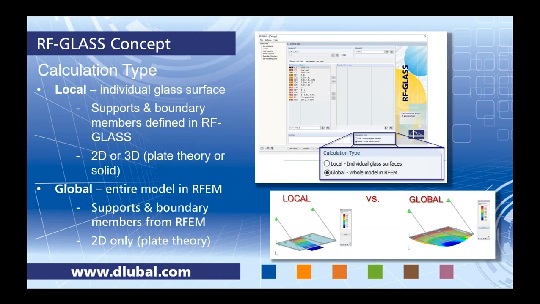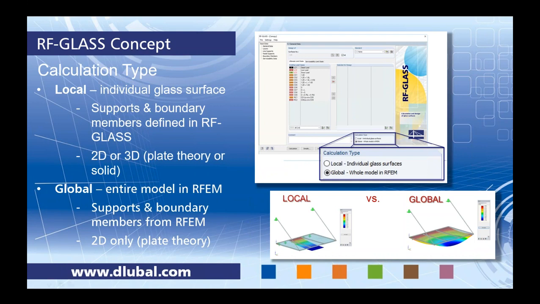And I want to now discuss the calculation types in RF glass. So over here on the right, this is our add-on module, RF glass, like I said, just a dialog box. And down at the bottom, you will see that we have two different calculation types to choose from, either local or global. And this whole section might seem a little bit confusing now, but I think as we run through our examples today, it will make more sense.